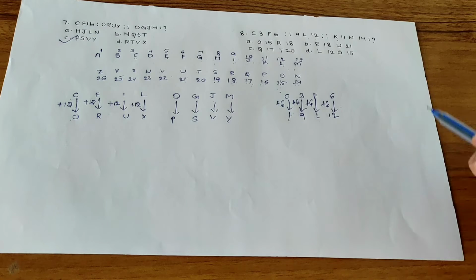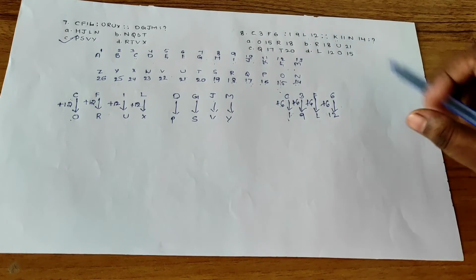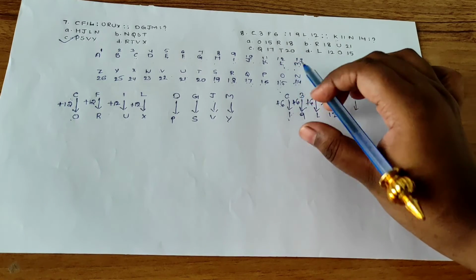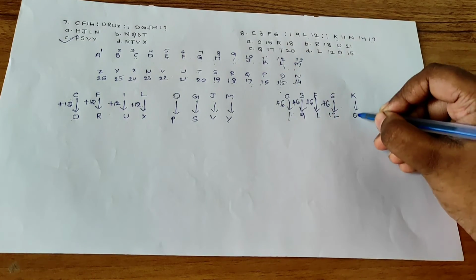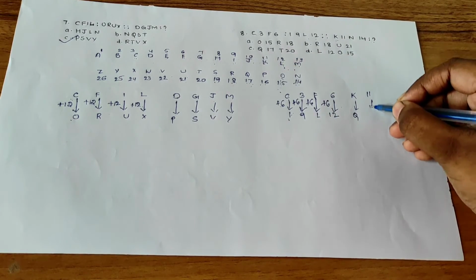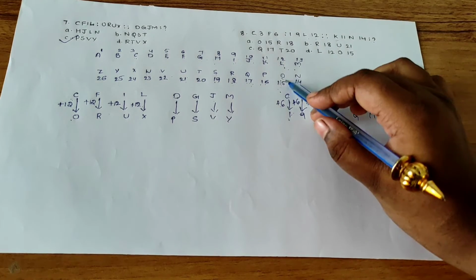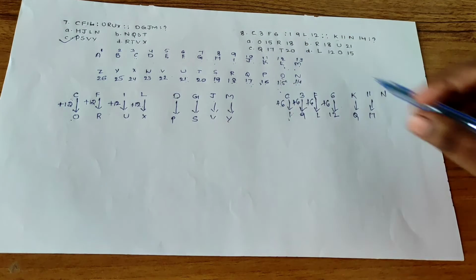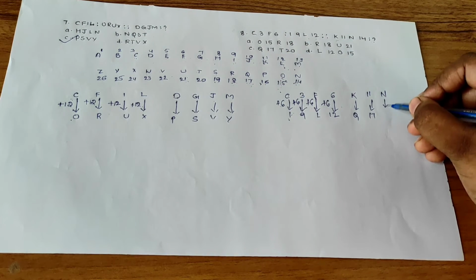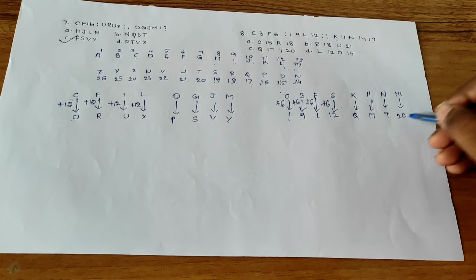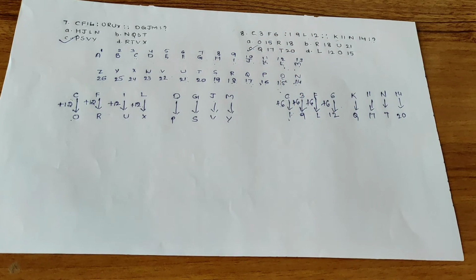Similarly, when you add 6 to K, you get Q. And if you add 6 to 11, you get 17. And if you add 6 to N, you get T. And if you add 6 to 14, you get 20. So the answer is option number 3, which is Q17 T20.